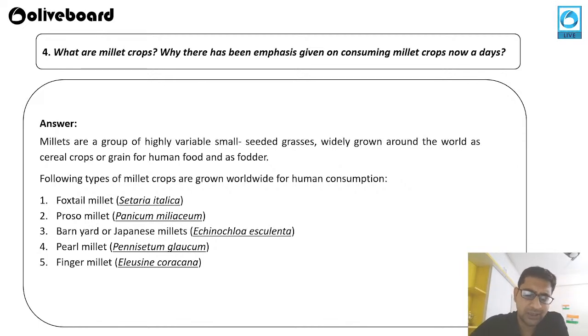Normally millets are grown in very dry regions. Millets are highly variable small-seeded grasses. They are widely grown around the world as cereal crops or grain for human food. They can act as human food or as fodder for animals.